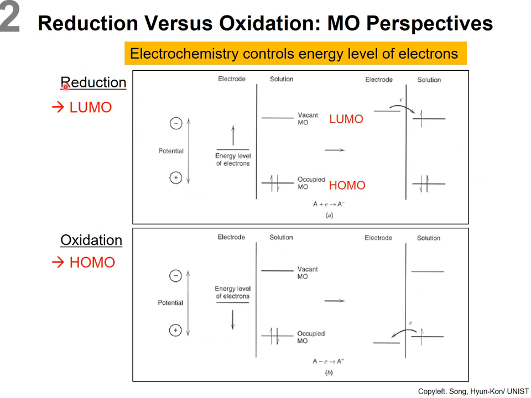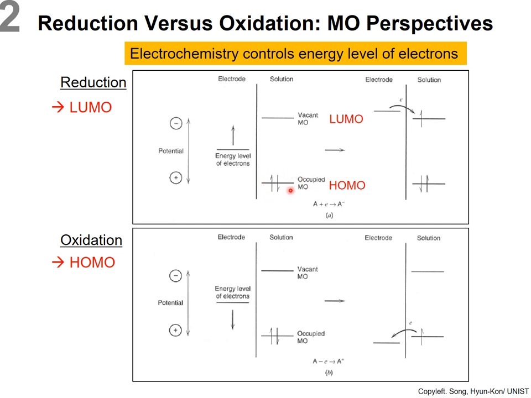The first one is the reduction case, and this is the electrode. And as you know, we have a lot of electrons in the metal electrode. By applying some potentials, you can control the energy level of the electrons inside the electrode. Anyway, this is the electrode part, and this is the electrolyte part. You have an electroactive species in solution or electrolyte, and each electroactive species has its own HOMO and LUMO. What is the HOMO and what is the LUMO? HOMO stands for highest occupied molecular orbital, and LUMO stands for lowest unoccupied molecular orbital.